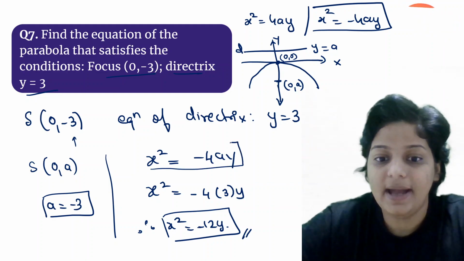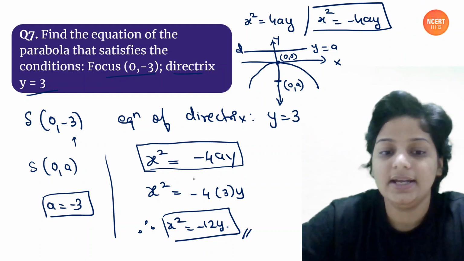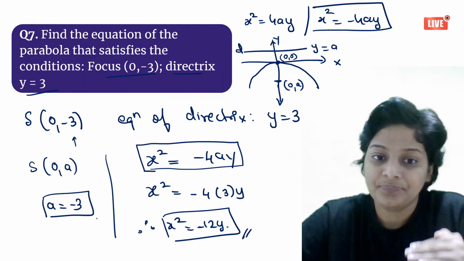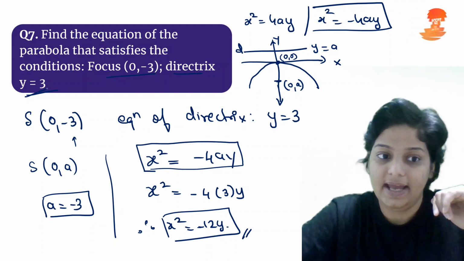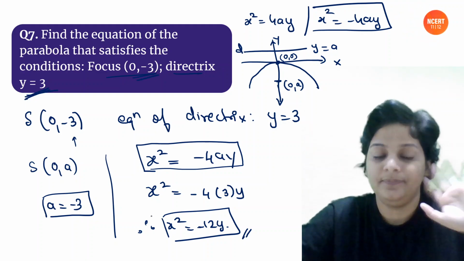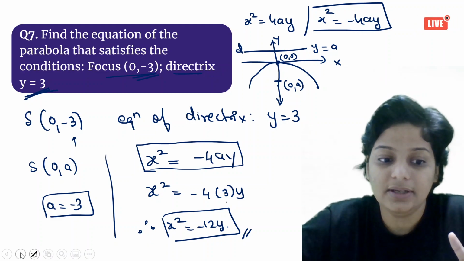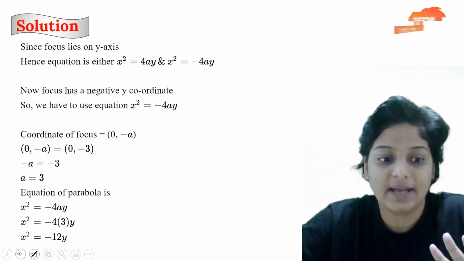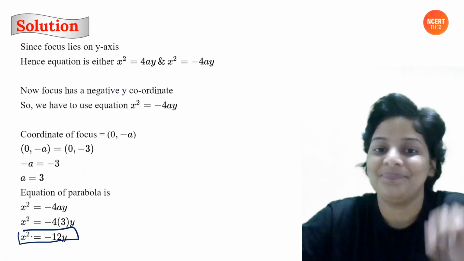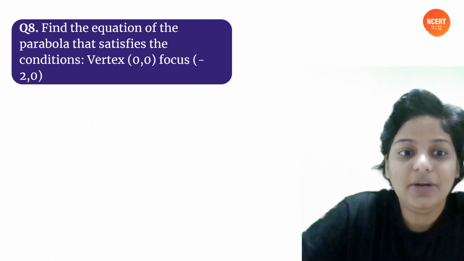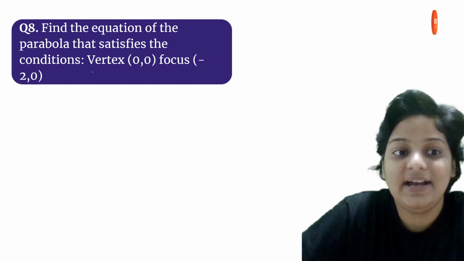We identified कि भाई ये इक्वेशन होना चाहिए, ये दोनों में से. फिर दोनों में से नेगेटिव वाला लिया बिकॉज फोकस नेगेटिव साइड में है, डायरेक्ट्रिक्स पॉजिटिव साइड में है. डायरेक्ट्रिक्स ऊपर है, फोकस नीचे है. और फिर हमने उसको सब्स्टिट्यूट किया a का वैल्यू एंड वी गॉट दी प्रॉपर आंसर x स्क्वायर इक्वल टू माइनस 12y. कैन यू सी इट ओवर हियर? वेरी नाइस.